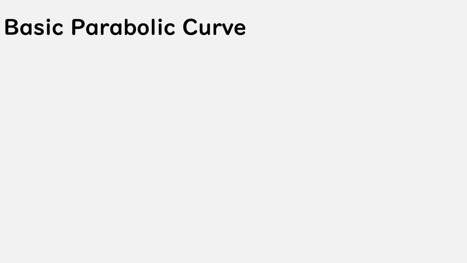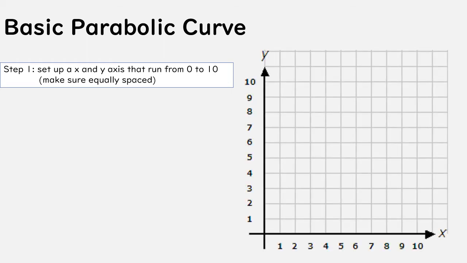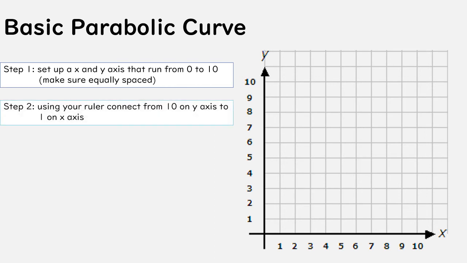So we're going to look at the most basic one you can draw to start off with. They can get quite complex. So step one, in your book you're going to set up an x and y axis running from 0 to 10. So from 0, the origin, to 10 up, and 0 to 10 going across for your x. Make sure they're equally spaced, so use one square per number. Step 2, using your ruler, from 10 on the y-axis at the top, draw a straight line to 1 on the x-axis, like that.